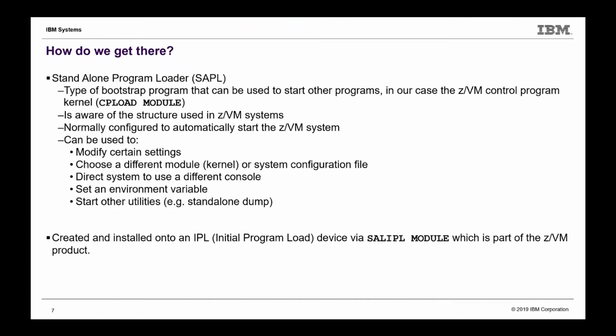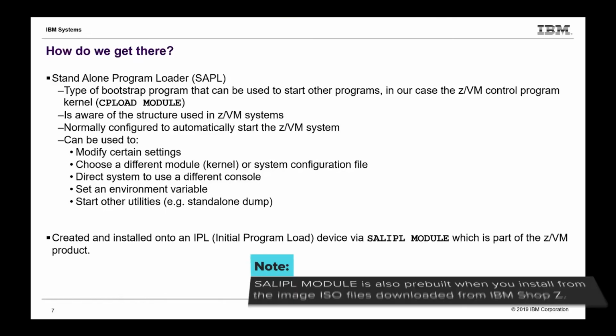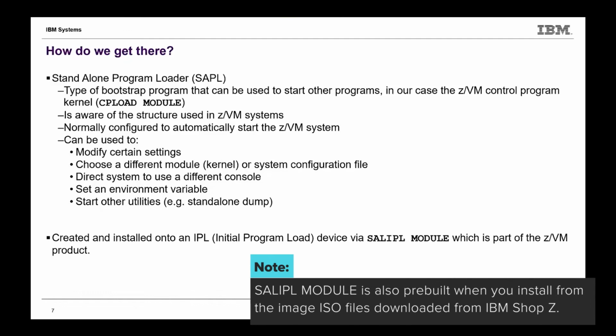You could also start other utilities from the standalone program loader. So if you have a standalone dump built or a DDR, DASD Dump Restore program, those things could also be run in their standalone format from this. Now, we'll reference this again later, but the way we build this SAPL or standalone program loader is with the SALIPL or standalone loader IPL module. And so this is going to install that standalone program loader onto a volume. Now, when you install z/VM off the DVD, that's kind of already pre-built with that, right?